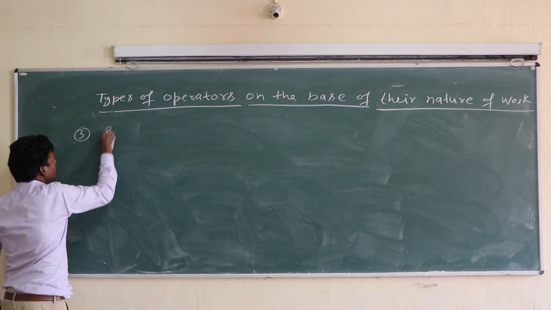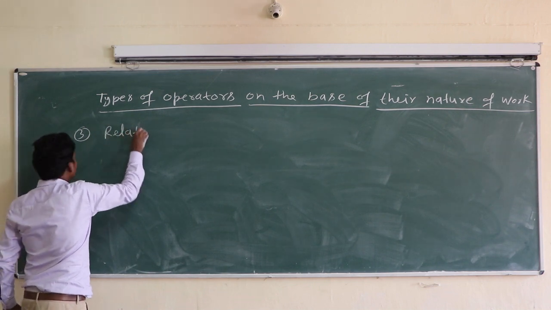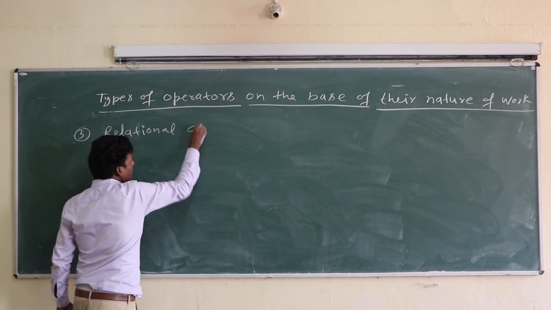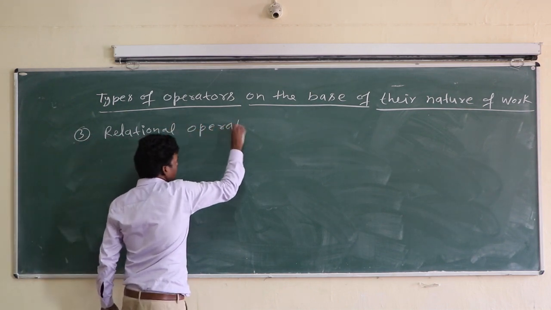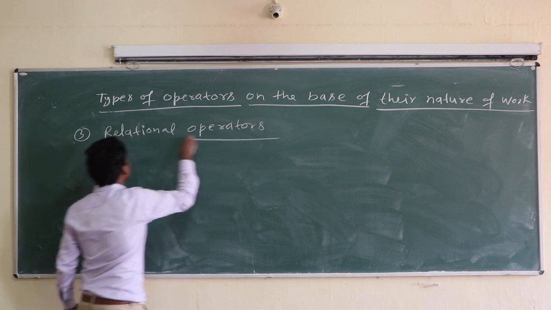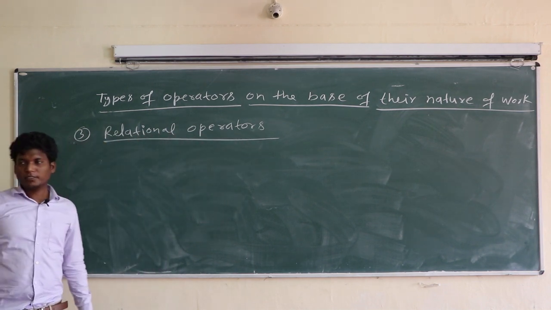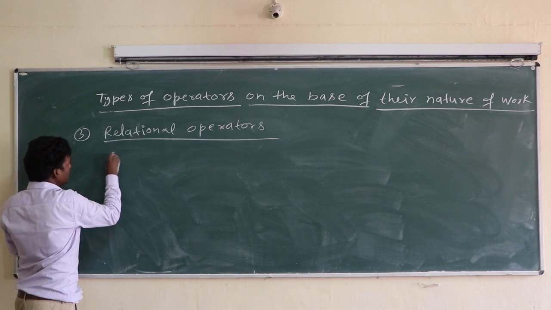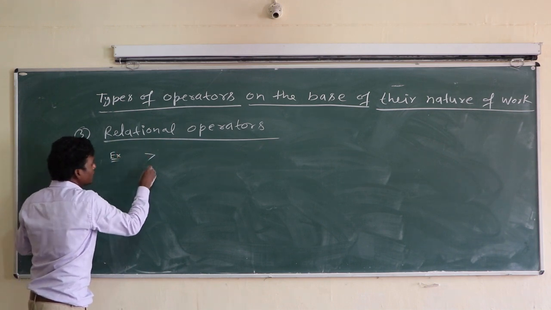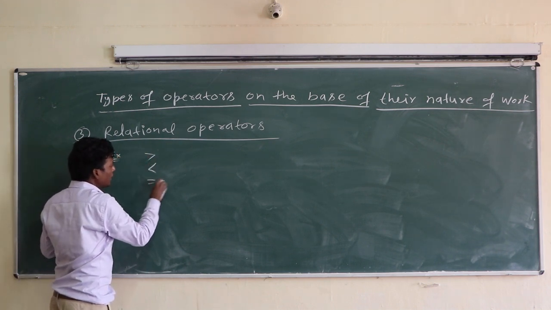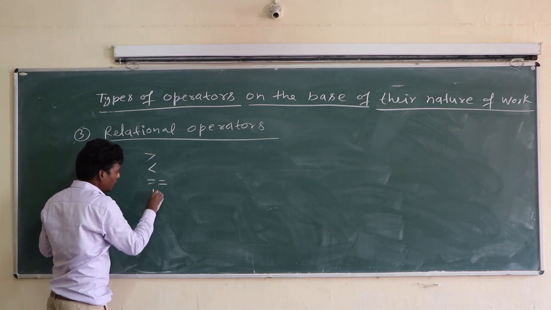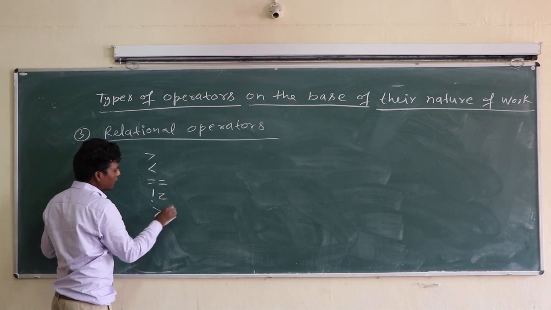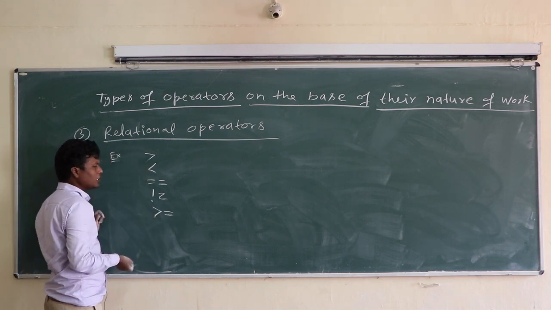Third one is relational operators. Examples: greater than, less than, equal to, not equal to, greater than or equal to. These are the relational operators.